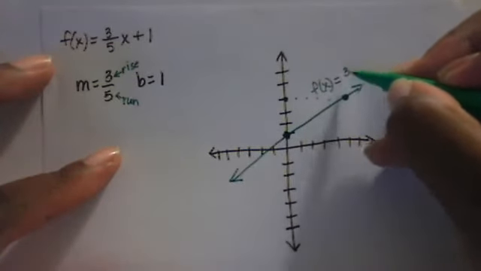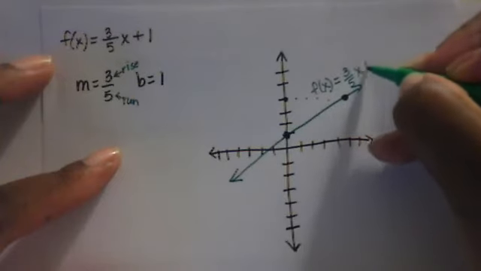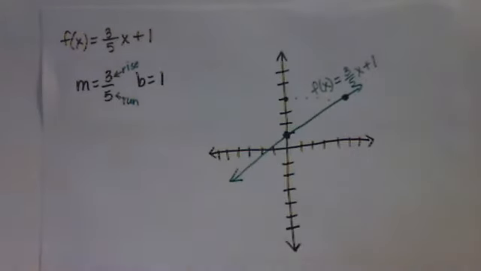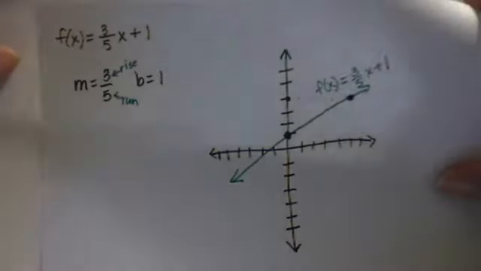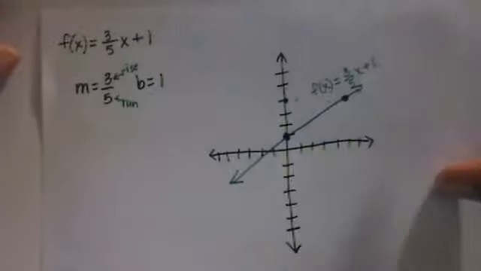F of x is equal to 3/5 x plus 1. So this is how we graph a linear function or linear equation using the slope and the y-intercept.